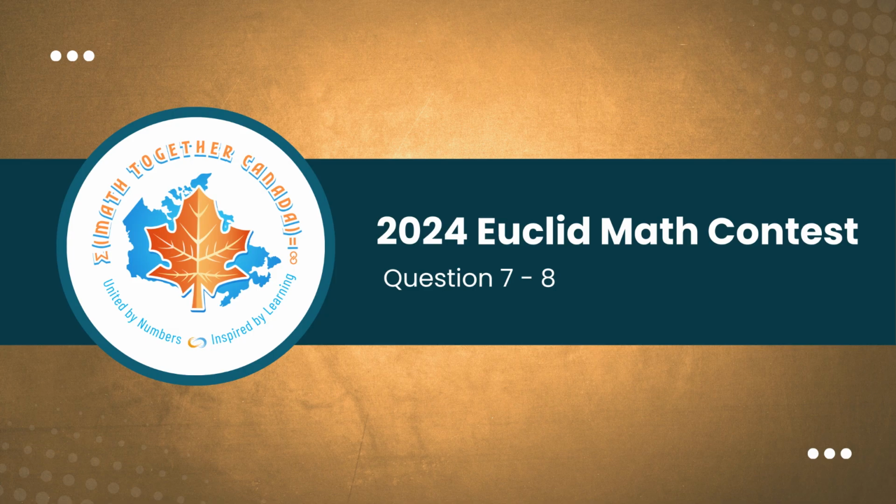Today, Kaylin and James will be going over problems 7 and 8 from the 2024 Euclid contest. These problems are markedly more difficult than the first 6, so be ready for an exciting and challenging video. Kaylin will start us off with problem 7.